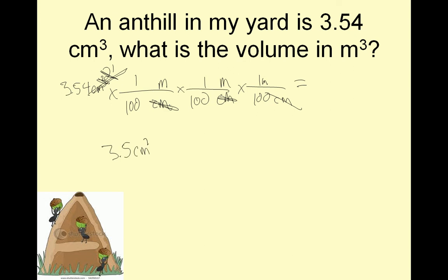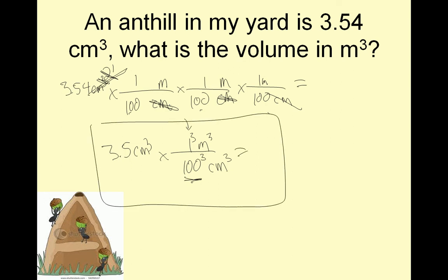3.54 centimeters cubed times dividing bar. And I have 100 centimeters and 1 meter. Now, if I cube my units, I also cube my conversion factors. So notice, 100 times 100 times 100, 100 cubed. 1 times 1 times 1, 1 cubed. So that's much shorter. This is what I would like you to write down. And write a little comment about, cube the numbers and units.